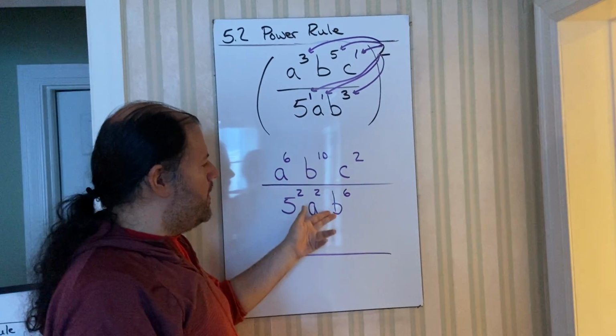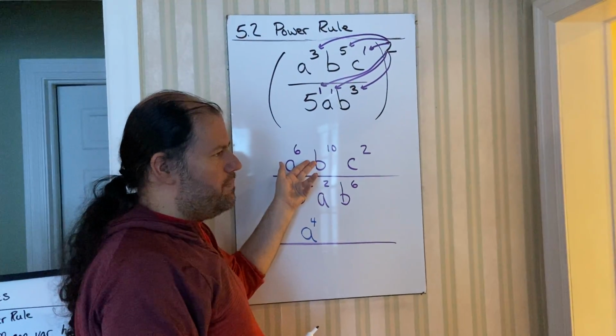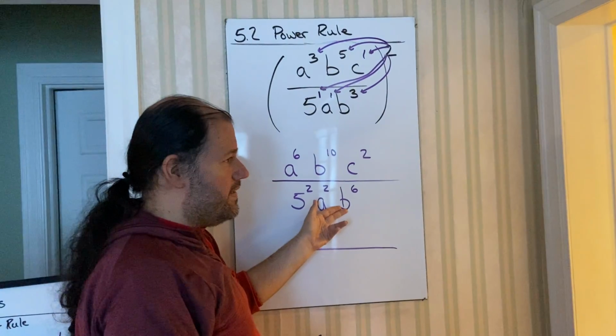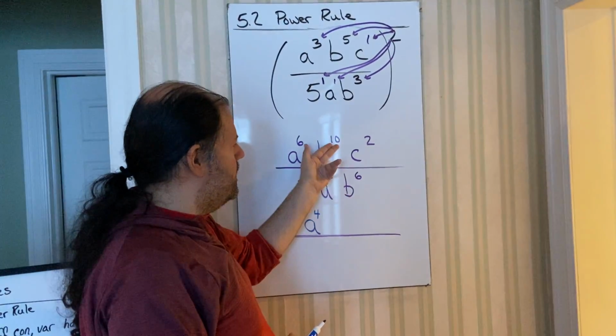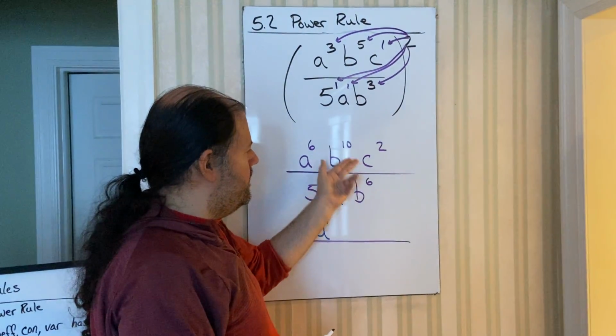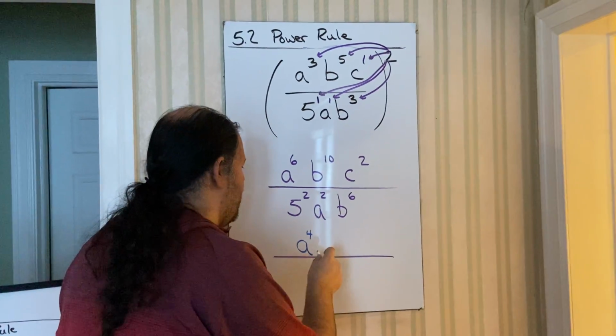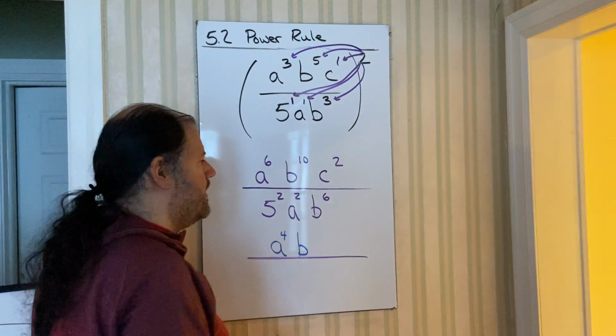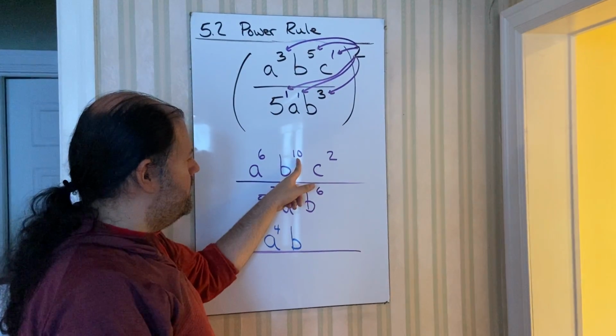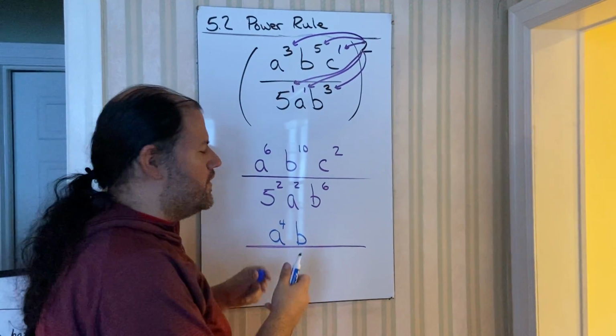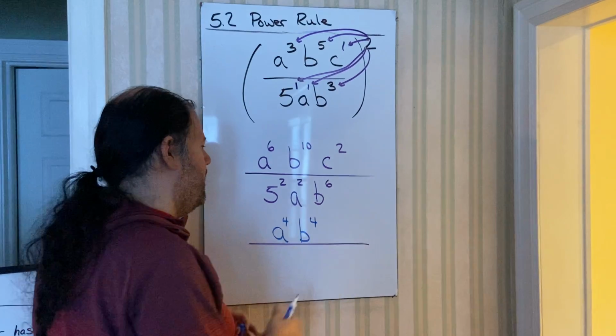We also have the same problem with B's. See how we have the same base? We have a B here, and we have a B here. Where do we have more? Top or bottom? 10 versus 6. There's more on top, so I put the base of B on top. By how many? 10 versus 6. There's an extra 4 on top.